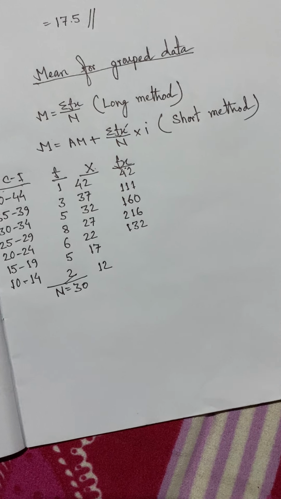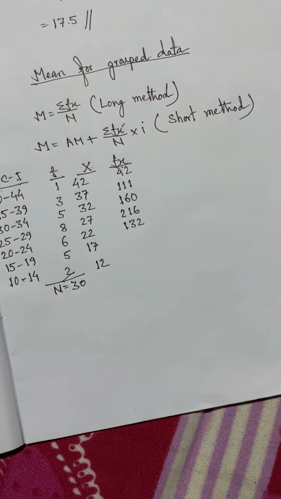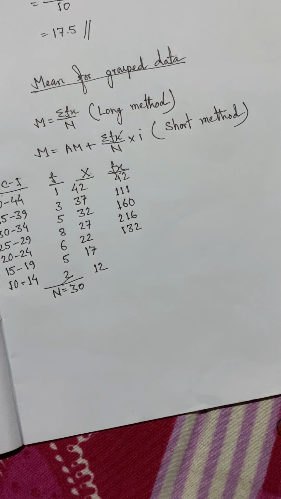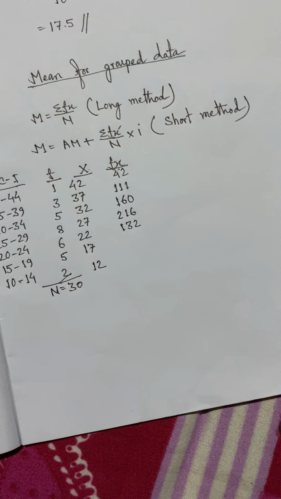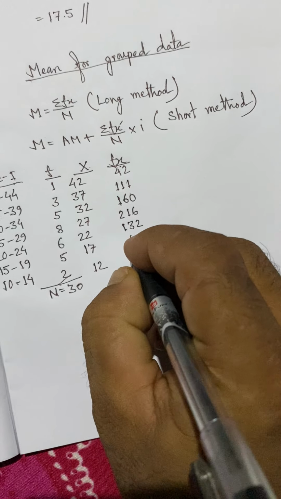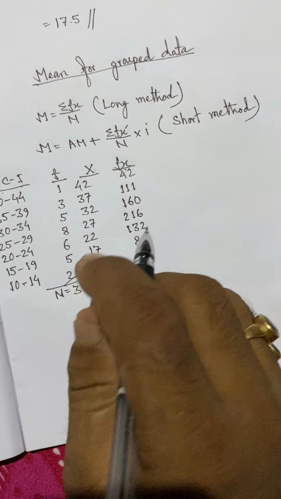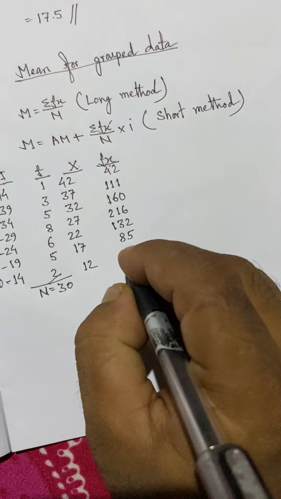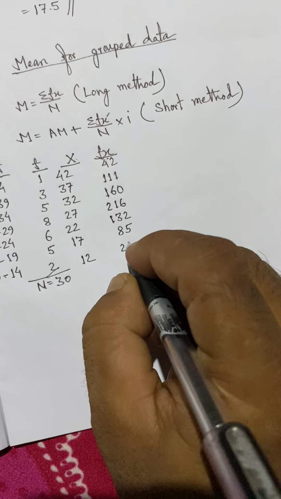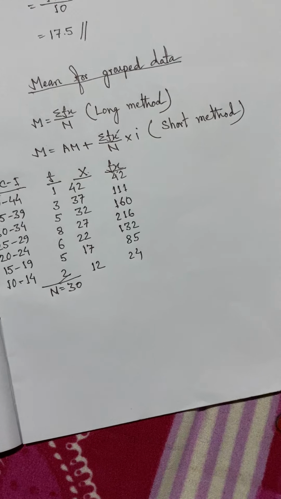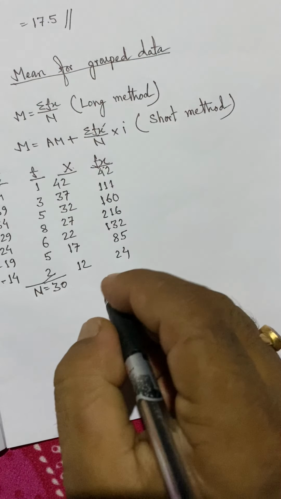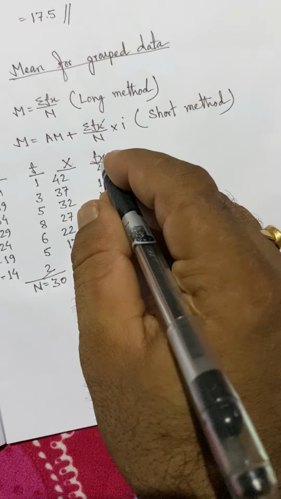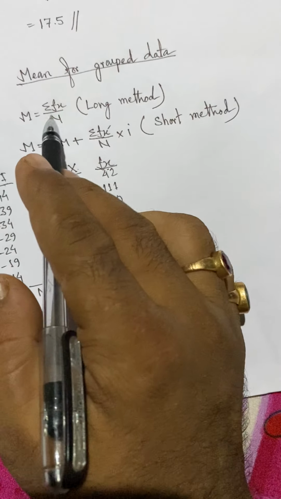Then 5 into 17, 85. 5 into 17, 85. Then 2 into 12, 24. 2 into 12, 24. Now we have fx. What is written in the formula?